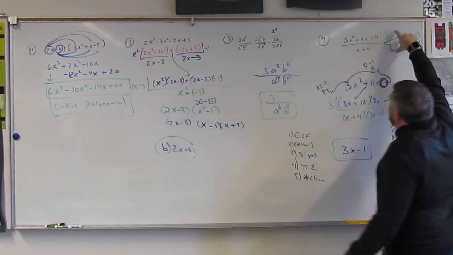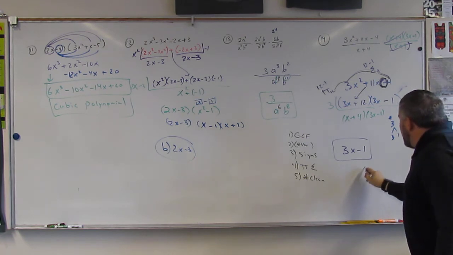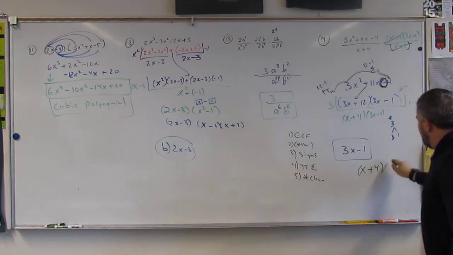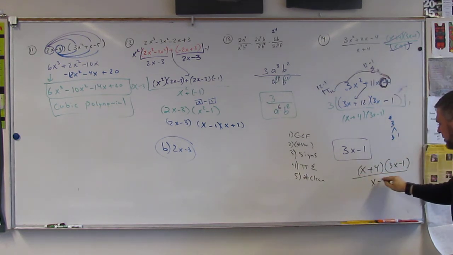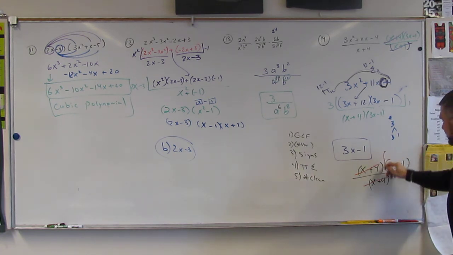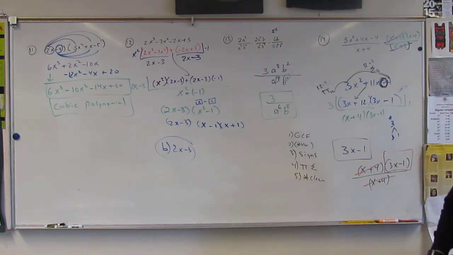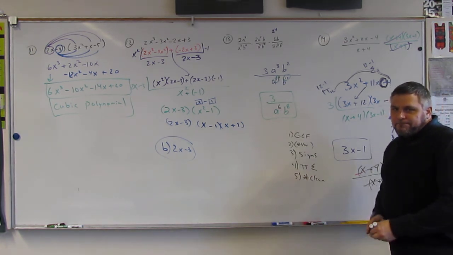Now, we plug it back in up here. Okay, so what we're saying is that x plus 4 times 3x minus 1 is divided by x plus 4. And what happens is those two x plus 4s cancel, right? And it leaves us with just 3x minus 1. And that's the rational polynomials. Does that make sense? Yeah.